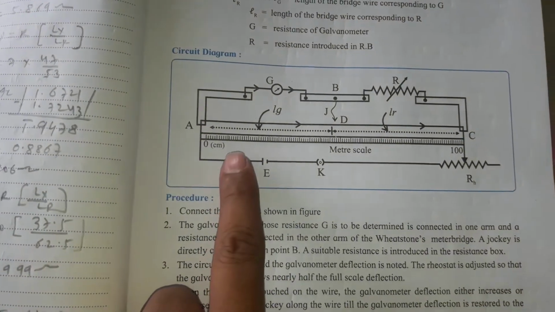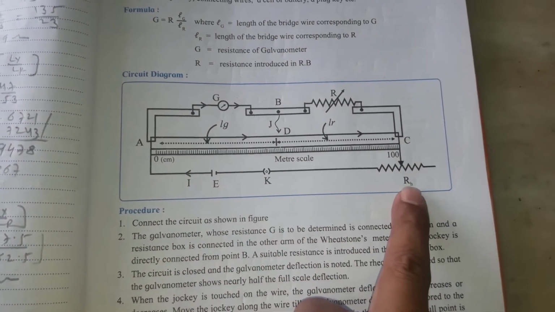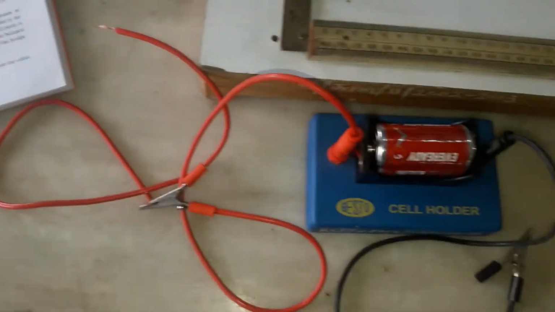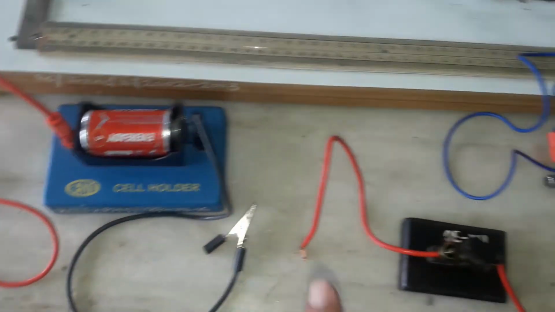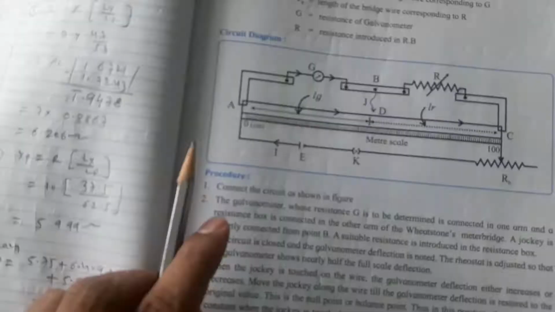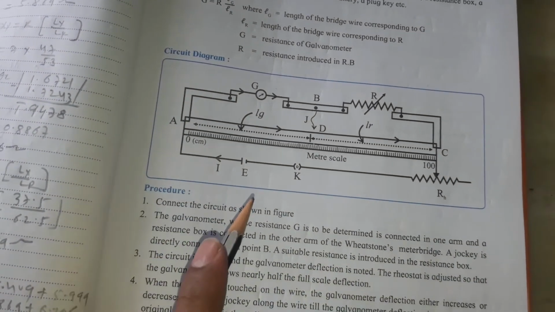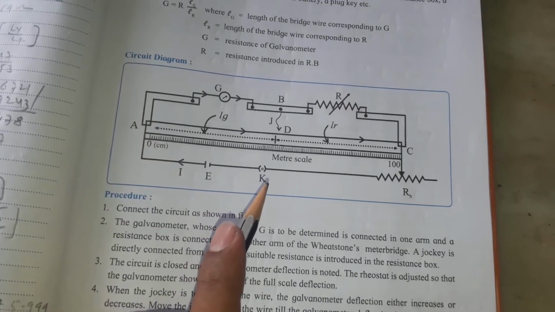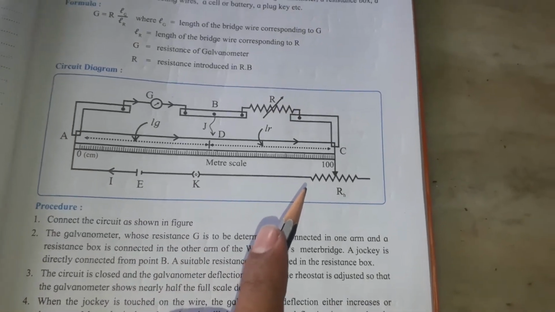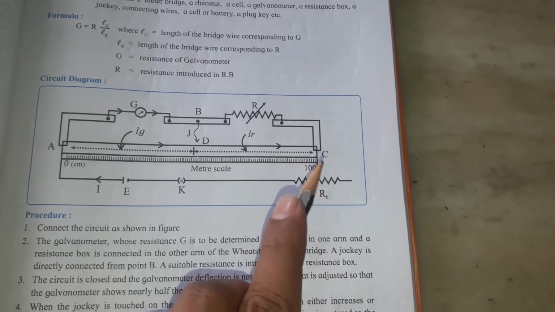The remaining parts in this case are the battery, plug key, and rheostat. So here this is my battery, then the plug key, and then we have a rheostat. Now let's see how to connect. The positive of the battery is connected to terminal A, the negative is connected to the plug key, the second end of the plug key is connected to the fixed terminal of the rheostat, and the variable terminal of the rheostat is connected to terminal C.